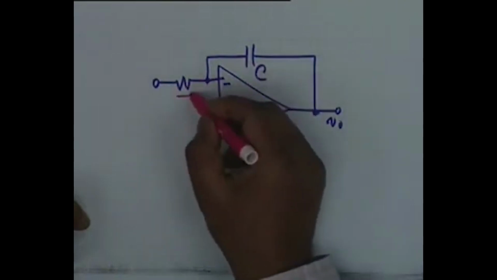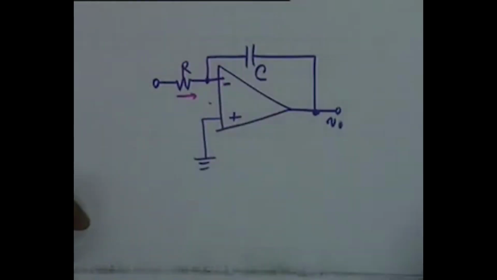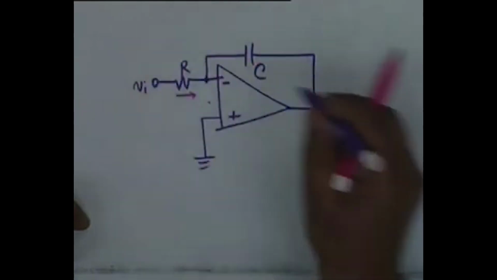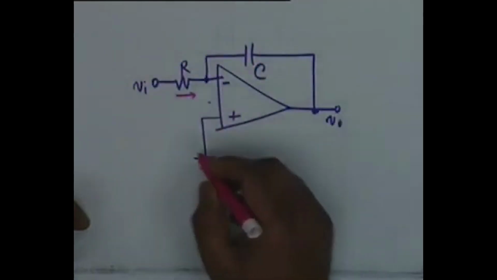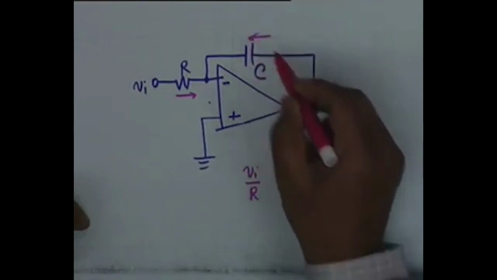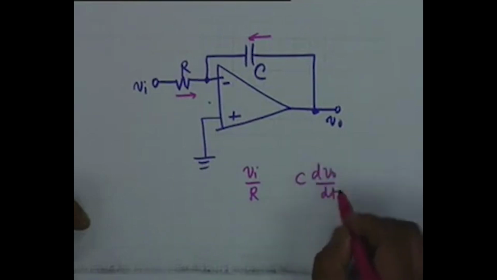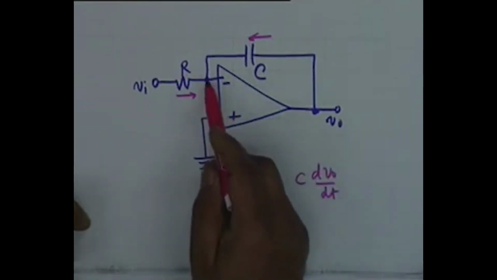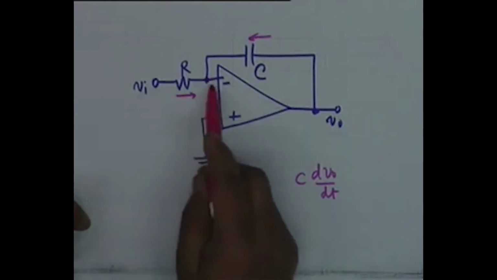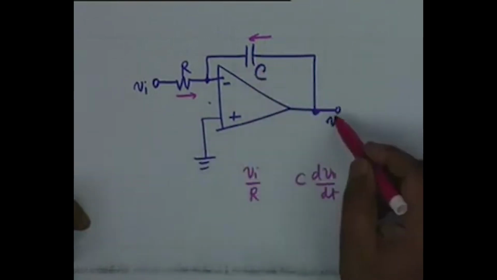Now you notice that if this is R and this is Vi, then this current is Vi by R, and this current would be C dV0 dt. The reason being that this point is virtual ground, Vg, and therefore this current is Vi divided by R, and this current is C dV0 dt.